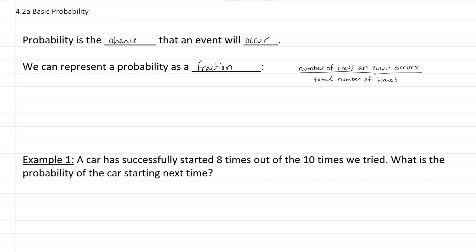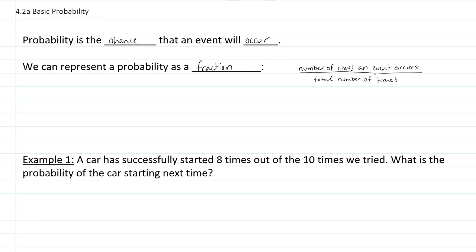As a quick example, say we flipped a coin twice, and we found that it was heads once and tails once. So the total number of times would be 2, because we flipped it twice, and the number of times the event occurred, flipping heads, would be 1. So it would be 1 over 2, and the probability of flipping heads would be 1/2.